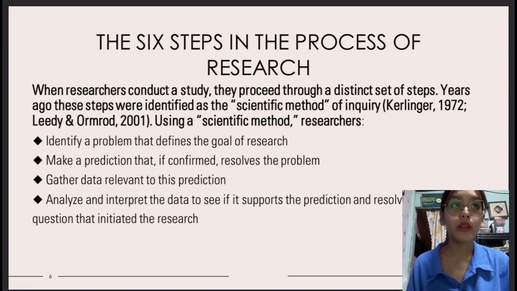Number 2, make a prediction that, if confirmed, resolves the problem. So once you identify the problem, you make a guess or a prediction about what you think might happen. So this prediction also helps you to answer your question. Number 3, gather data relevant to this prediction. So with your prediction in your mind, you collect information or data that will help you test whether your prediction is true. You might gather data by conducting surveys, doing experiments, or analyzing existing information.